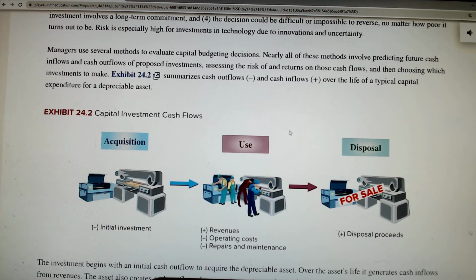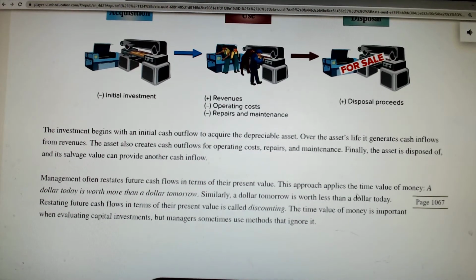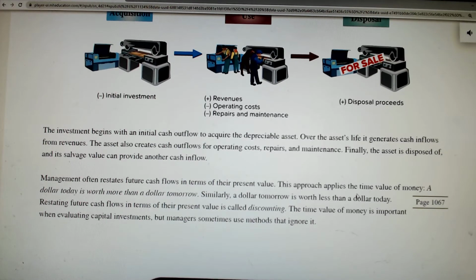Let's see. We make an initial investment in something. We're going to use it for a while. It's going to generate revenues. We're going to depreciate it, and then we're going to sell it, get rid of it. So I just want to know, during that process, is it going to be worth it to me? Is it going to be profitable, basically?